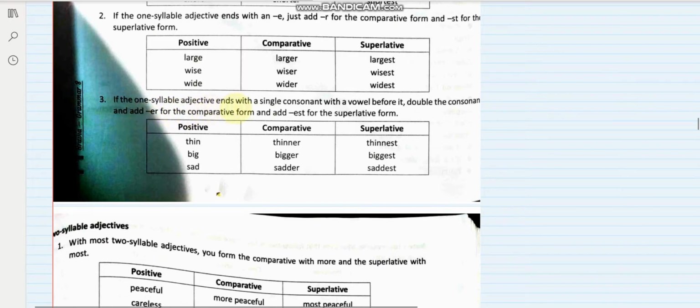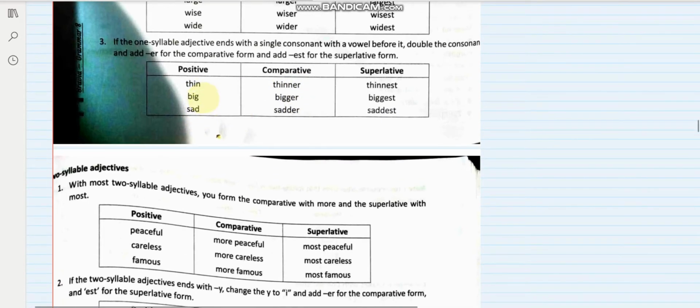If the one syllable adjective ends with a single consonant like N, G, or D, we repeat that one and we use ER or EST along with that. Like thin becomes thinner with a double N, thinnest with a double N, right?